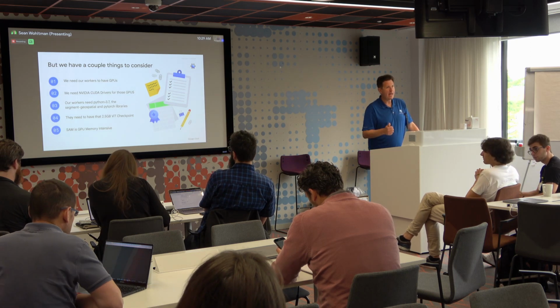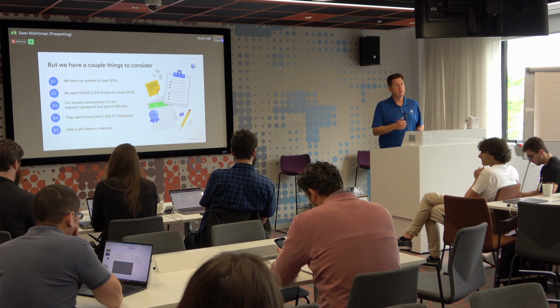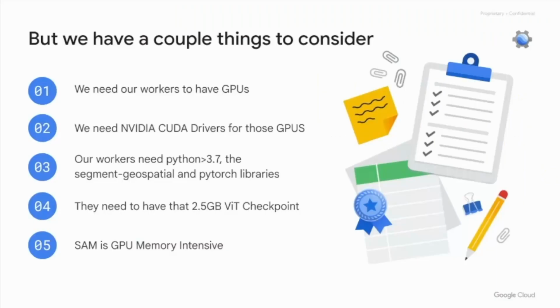But for us, we had to make sure that those workers have GPUs, right? It's not Colab. I can't go in there and define that in a nice UI. The next piece is that those workers have to download those proprietary drivers. So that in itself is a process. Then by default, the Dataflow workers were running Python 3.7, and Segment Anything needs it to be at least 3.8 to run. And the next piece was that every single worker needs to have that checkpoint.